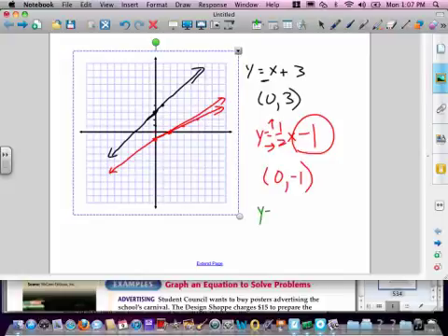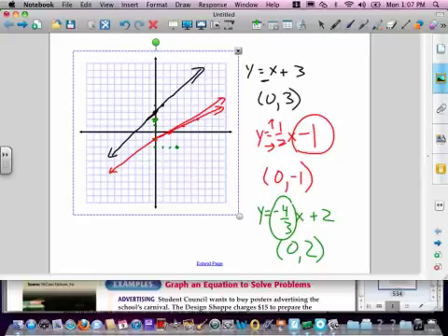It says y equals negative 4/3 x plus 2. So the y-intercept is going to be (0, 2). So here it is right here, (0, 2). And here's my slope. I'm going to go negative 4, so we're going to go y negative 4, in other words, down 4. 1, 2, 3, 4, and then over 3. 1, 2, 3, right here.